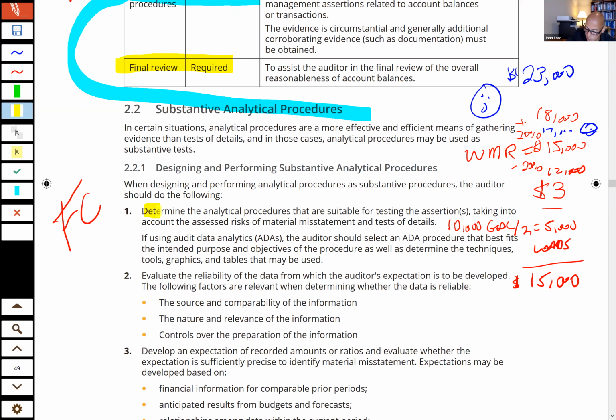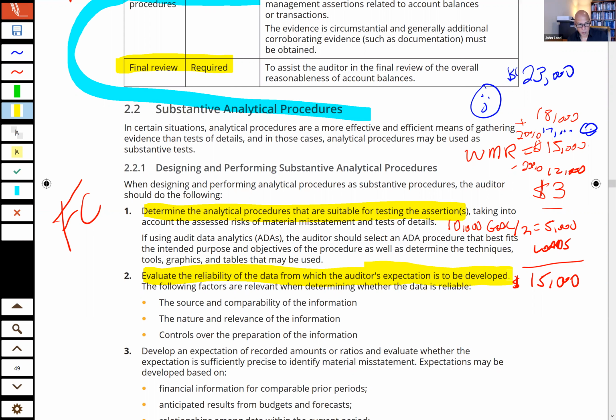So determine that the analytical procedures are suitable for testing the assertion. In this case, that's probably the best shot we've got at getting audit evidence on something like washing machine revenue. Flashcard, what I'm highlighting here, guys. Evaluate the reliability of the data from which the auditor expectation is to be developed, okay? So I think we'd be pretty good here because we're using what? External evidence generated by a government entity, the city, for our evaluation. Even though it was external evidence that was first held by the client, it's still external evidence, so I think it's pretty reliable.